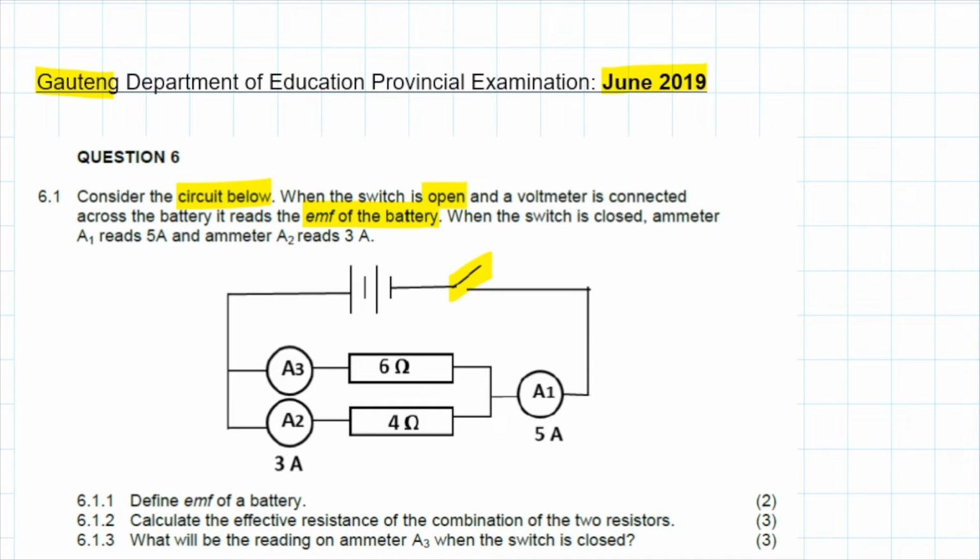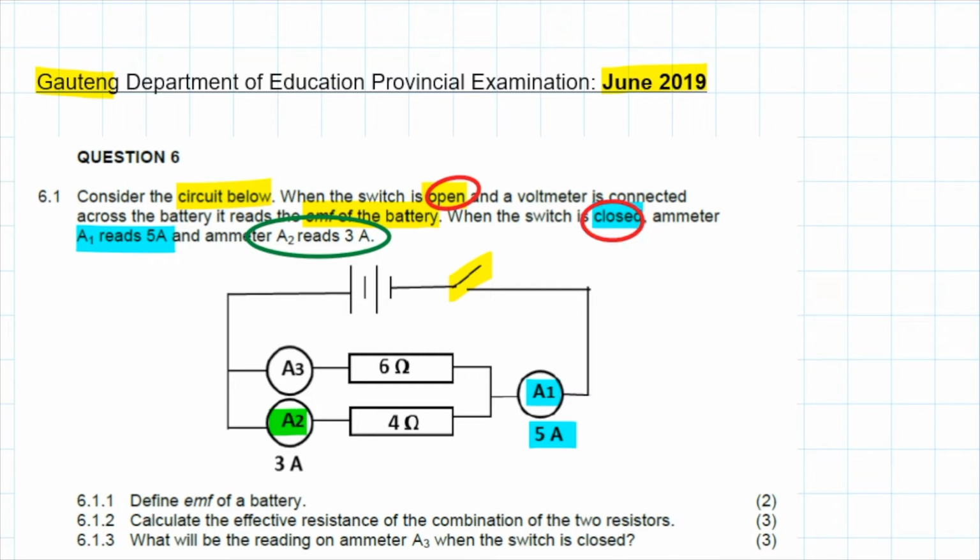Now they say when the switch is closed, so this is a different situation, the ammeter A1, which is over here, has a reading of 5 amperes, while the ammeter A2, which is connected over here, has a reading of 3 amperes. Okay, so that's the information that's provided to us, and we're dealing with two situations, one where the switch is open and the other where the switch is closed.